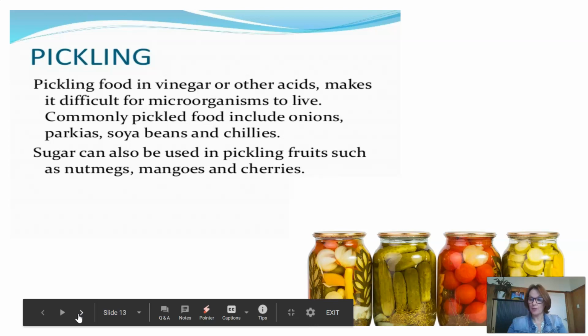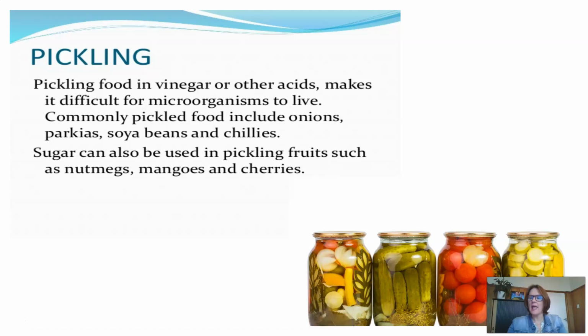Our next method we're going to look at is pickling. Who doesn't love a jar of pickled onions? Pickled cheese, or toasted cheese and pickled sandwiches. Oh, delicious. I think I might make one for lunch today.